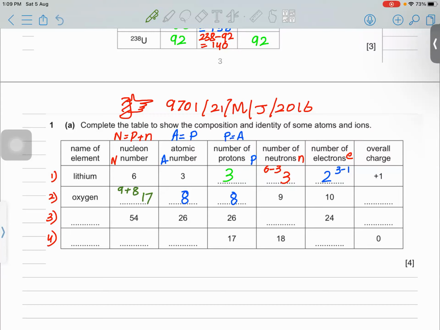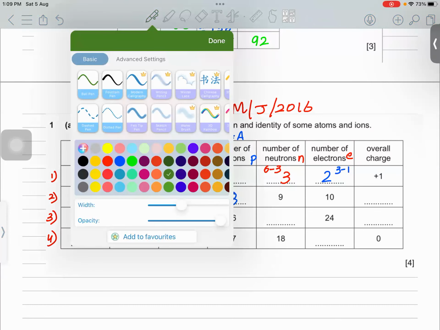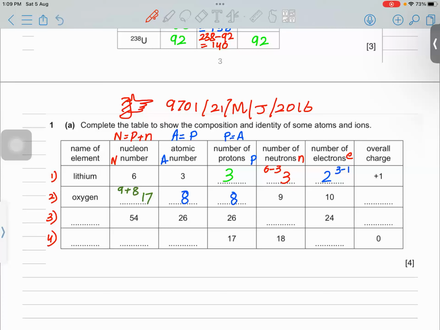Now charge. -2. Why -2? Because there are 2 more electrons than protons. Very good. Negative charge indicates electrons are in greater number. And how much greater? Magnitude 2 indicates 2 electrons are greater than protons.